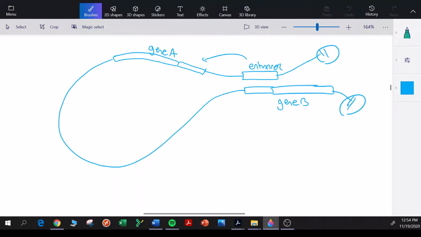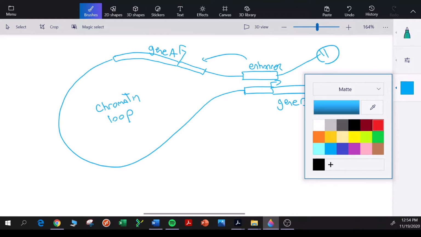So what we have is this chromatin looping, or chromatin loop. And through this loop, because the DNA is bent here, this enhancer can be brought in close proximity to the promoter of gene B. So here's the +1 site there, here's the +1 site there.